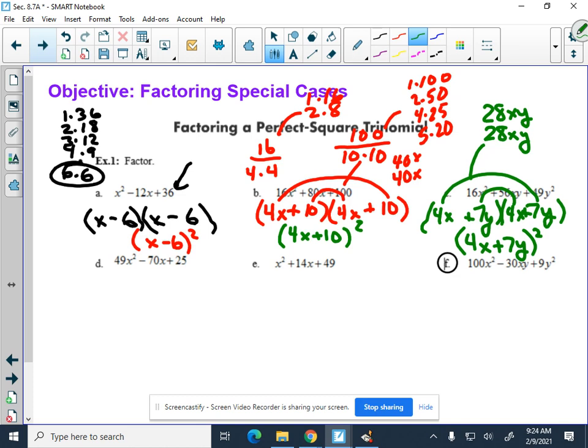See if you can try the next one. See if you can figure that one out. I'm going to give about 30 seconds to try that one.